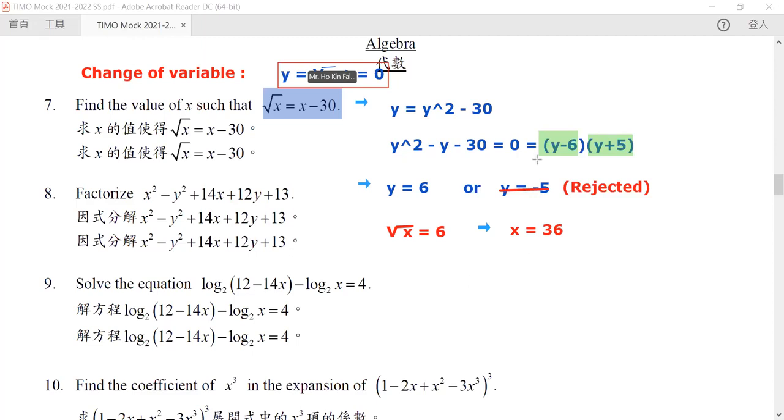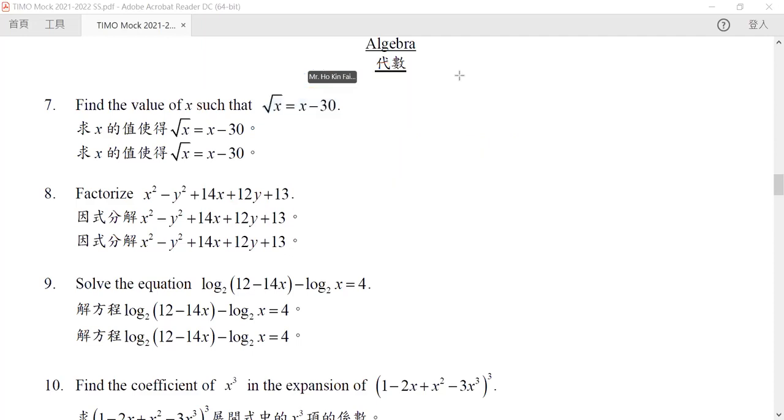Okay, so let's go to our next question. Now, whenever we see a two-variable equation that behaves like this, we should smile. Why? Because it is a very well-behaved equation. What does that mean?